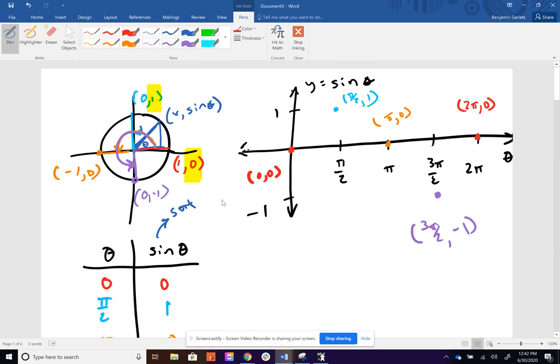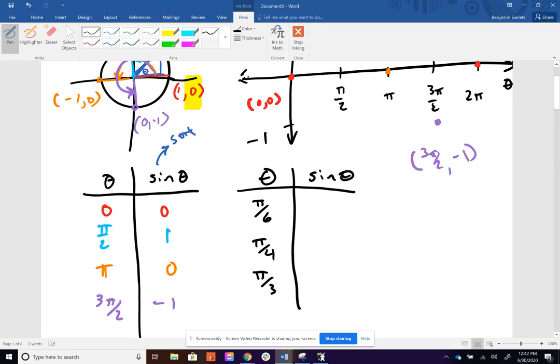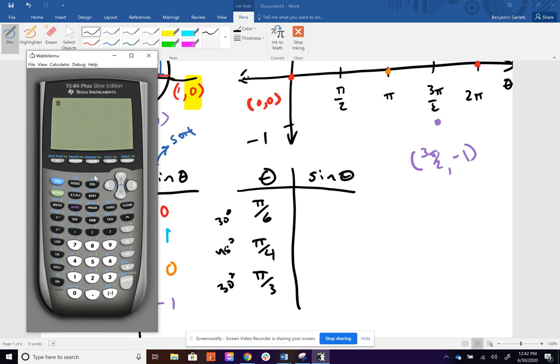I would like to do, since these are kind of our infamous angles, 30 degrees, so that's pi over 6, 45 degrees, which is pi over 4, and 60 degrees, which is pi over 3. So I'm just going to put these over here so we know that's what we're talking about. Okay, and we want to know what the outputs are. So these have very specific outputs, but for our case, we're just going to use decimals to round it.